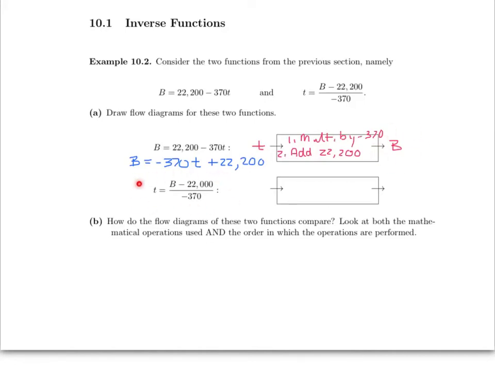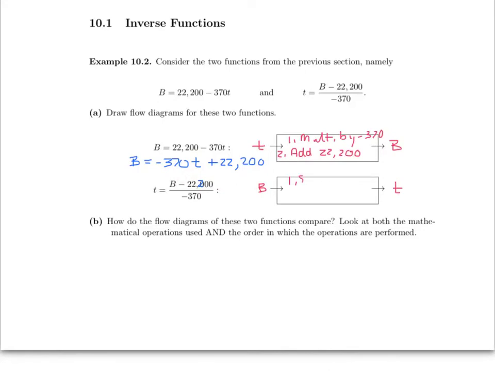Now let's look at the second function. The input variable is b, the output variable is t, and when we start with a particular value of b and we substitute it into the function, what happens to it? Well, the very first thing that happens to b is there's a mistake here. This should be 22,200 right there. So when we substitute a value in for b, the very first thing that happens to it is 22,200 gets subtracted from it.